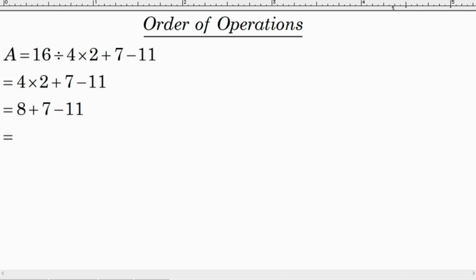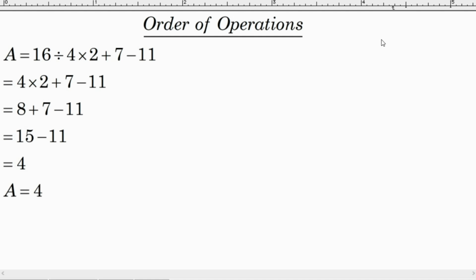When we have only an addition sign and a minus sign, we also have to solve from left to right. So we have 8 plus 7, which equals 15, minus 11, which equals 4. So 4 is the answer. A equals 4, the final answer.